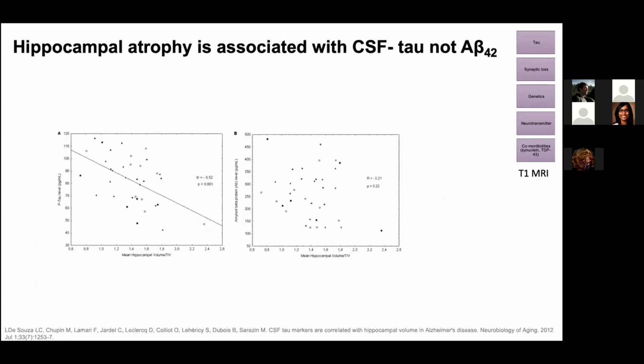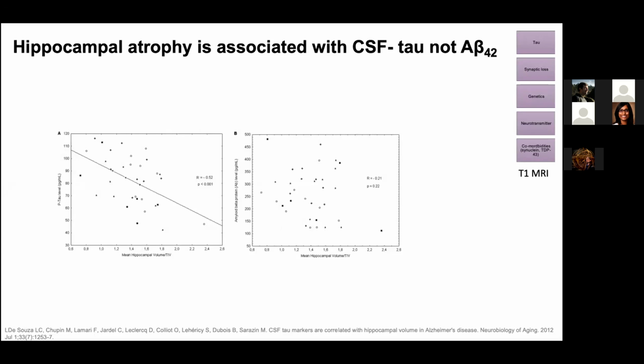So this is hippocampal atrophy that we see with MRI. We do know that it is very strongly associated with CSF tau, which is a biomarker of AD. It does not relate to amyloid plaque deposition. So this is a very well-known fact, and we could do it in vivo, did not have to wait for pathology with MRI.